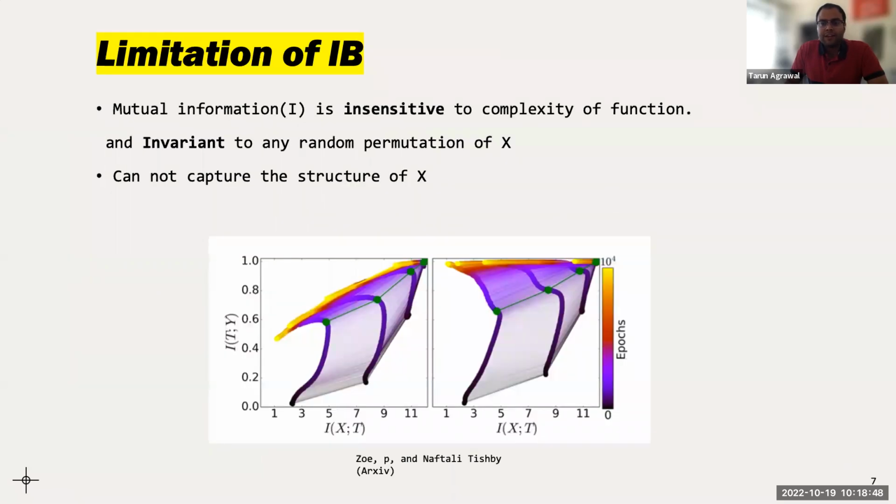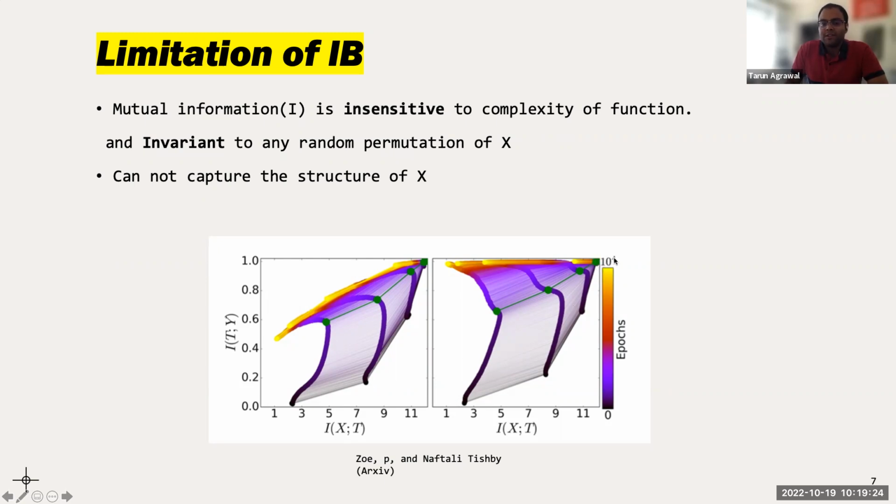If you look at this figure, this T is the hidden layer, and this x-axis represents the mutual information between input feature and the hidden layer, and the y-axis represents the mutual information between output and the hidden layer. And these dark lines represent different hidden layers in the system. So this one at the top right corner represents the closest to input, and this one represents the farthest from the input.